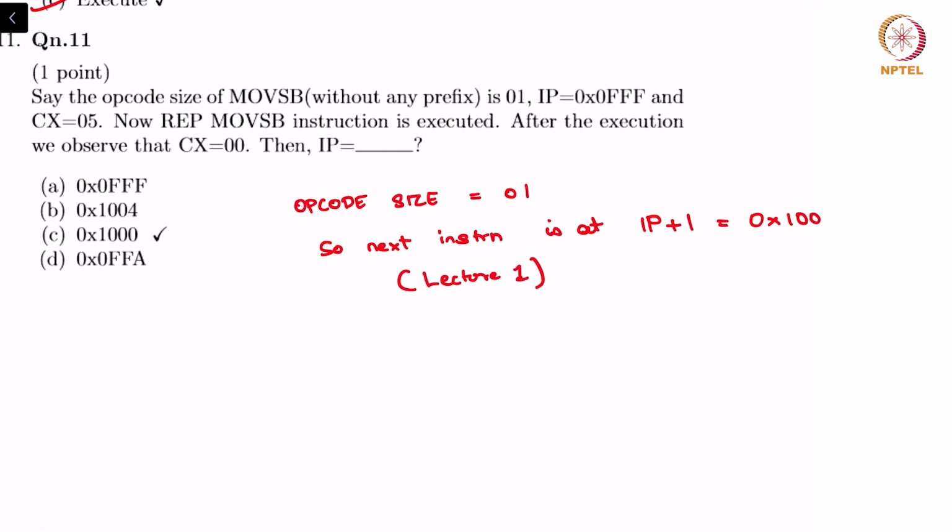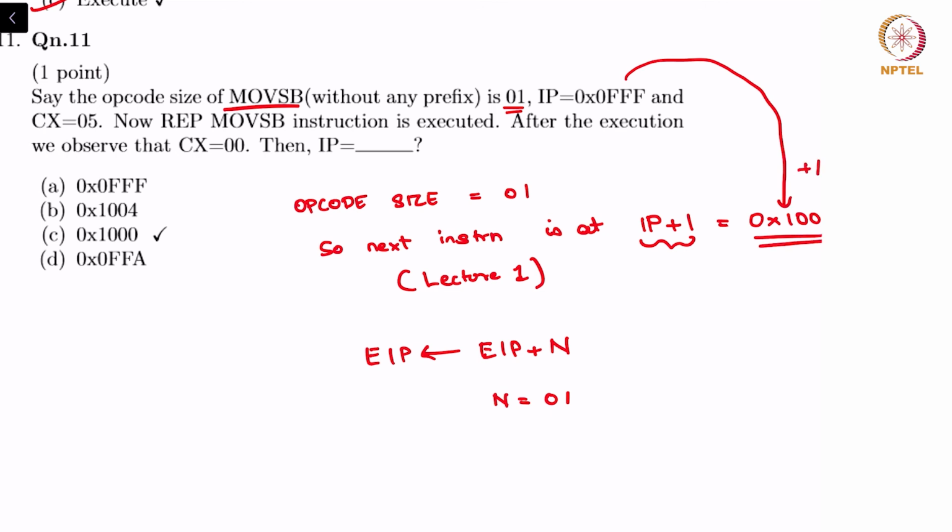Question number 11. So we are given that the opcode size of mov b is 0x01, right? So that means when you have EIP is replaced by EIP plus N, the value of N is equal to 0x01. So it is IP plus 1. In this case, it's the instruction pointer, not the extended instruction pointer. So this is 0xFF plus 1, which is 0x1000, which is option C.